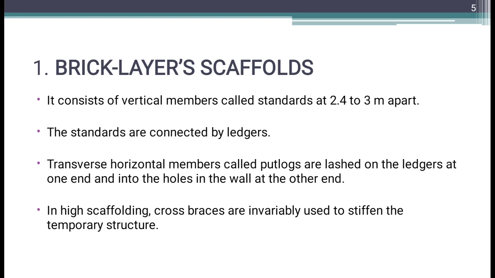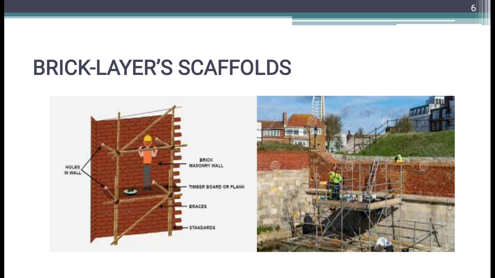Bricklayer scaffold. It consists of vertical members called standards at 2.4 to 3 meters apart. The standards are connected by ledgers, and transverse horizontal members called putlogs are lashed on the ledgers at one end and go into holes in the wall at the other end. In high scaffolding, cross braces are invariably used to stiffen the temporary structures. This is the figure for the bricklayer scaffold.